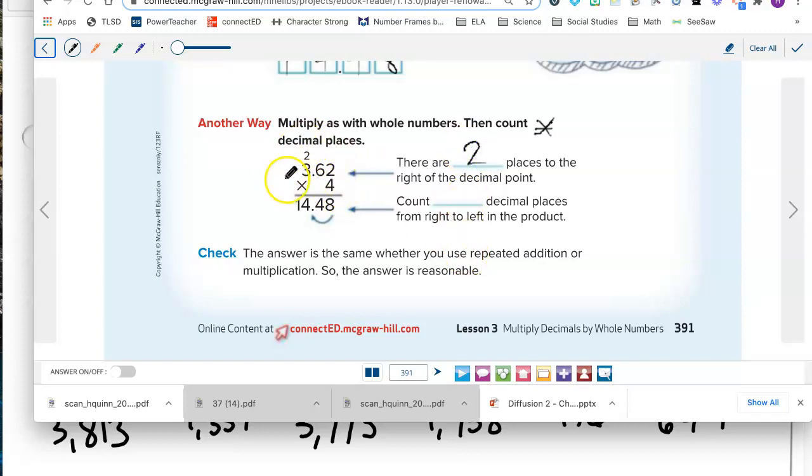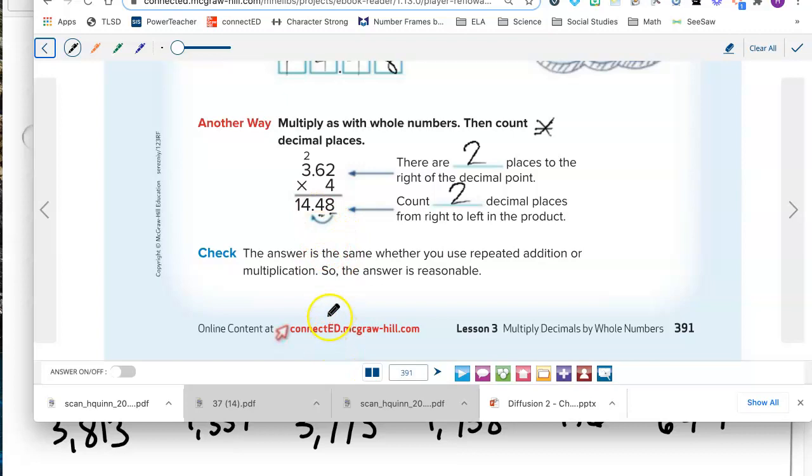So then we just multiply like we normally would. 4 times 2 is 8. This is 24, so they carried the 2. And this is 12 plus 2, which is 14, which means we need to count 2 decimal places from right to left in the product. So I need 2 digits behind the decimal in my answer. The 4 and the 8 are 2 digits behind it, so I'm going to put my decimal there.